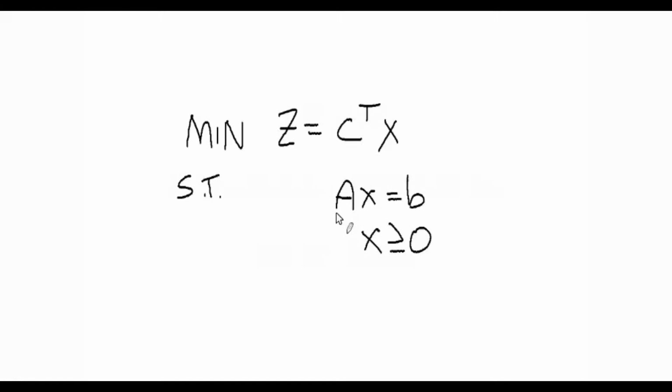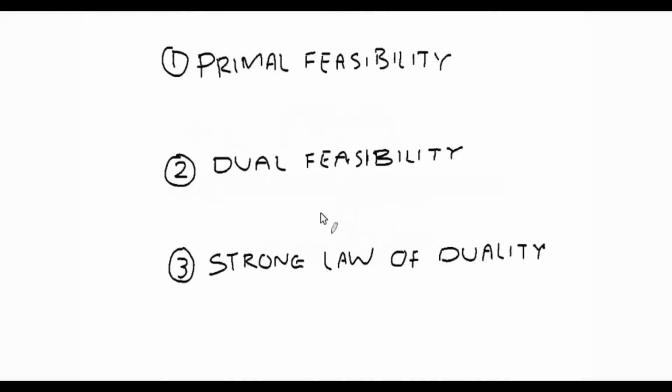This question asks you to write down the necessary and sufficient conditions for optimality to this linear program. The three conditions that are necessary and sufficient for a solution to be optimal to a linear program are primal feasibility, dual feasibility, and strong law of duality. Primal feasibility is nothing more, in this case, than Ax equals b, and x is non-negative.